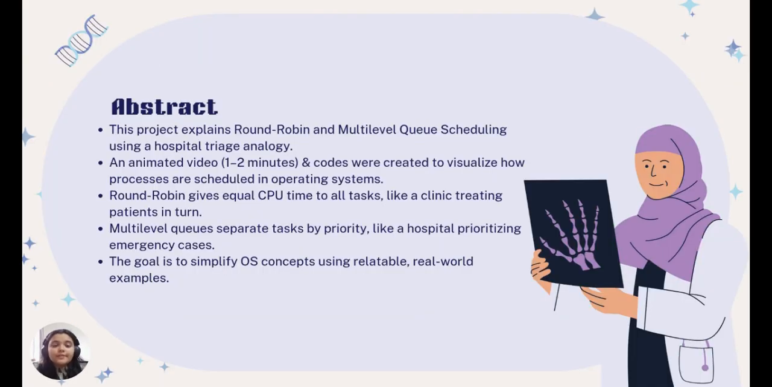This project explains round robin and multi level queue scheduling using a hospital triage analogy. We created an animated video of 1 to 2 minutes, and codes were created to visualize how processes are scheduled in the operating systems. Round robin gives equal CPU time to all tasks, like a clinic treating patients in turn. Multi level queues separate tasks by priority, like a hospital prioritizing emergency cases. The goal is to simplify OS concepts using relatable real world examples.